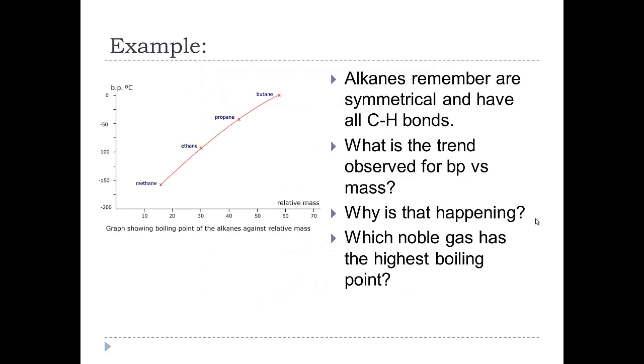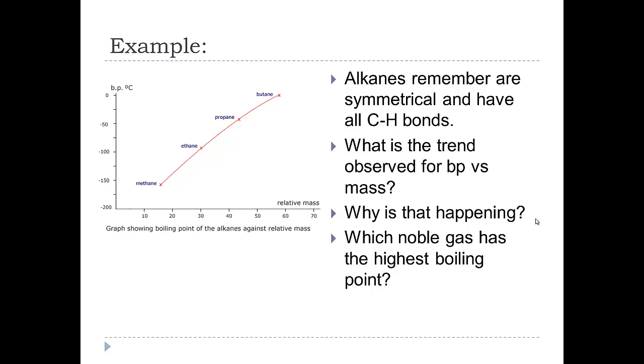Some examples of why this is important. So here we have a graph that shows the boiling points of different alkanes. We have methane, ethane, propane, and butane. Meth has 1 carbon, eth has 2, propane has 3, butane has 4. These 4 things are all symmetrical and have all carbon-hydrogen bonds, so they're nonpolar molecules. If you look at this, the trend observed for boiling point versus mass: as the mass increases, your boiling point also increases.